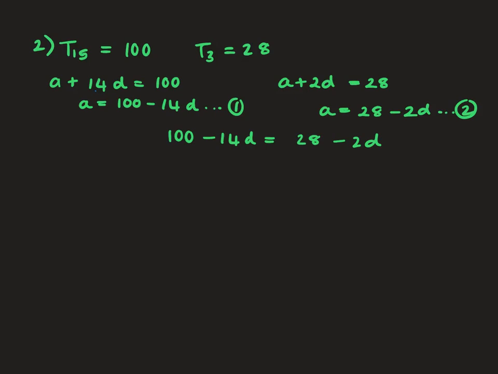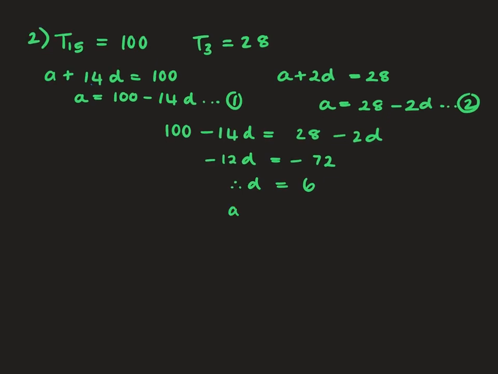All right, let's go. Negative 12D is equal to negative 72, right? Divide both sides by negative 12. Your constant difference is a 6. We need to figure out term 1. So just find A. My D's and my A's kind of look similar, sorry. So now we're going to sub D into either equation 1 or 2. Doesn't matter. Right, so A is going to be equal to 100 minus 14 times 6.